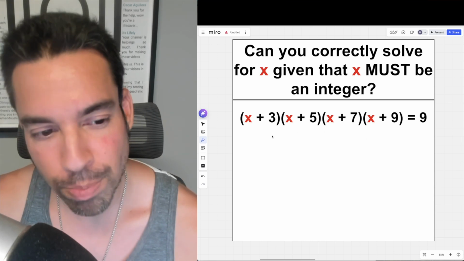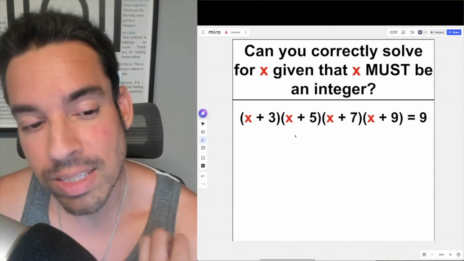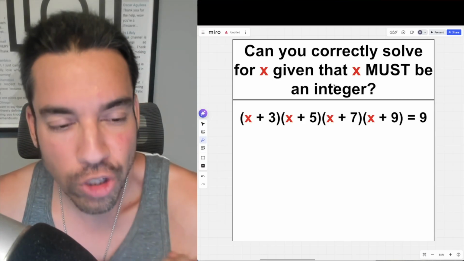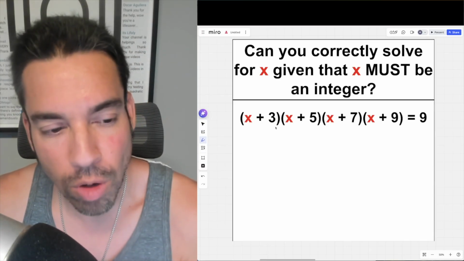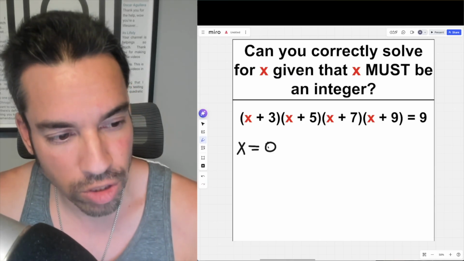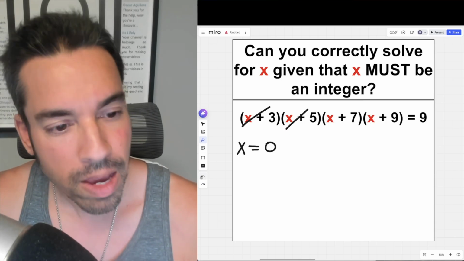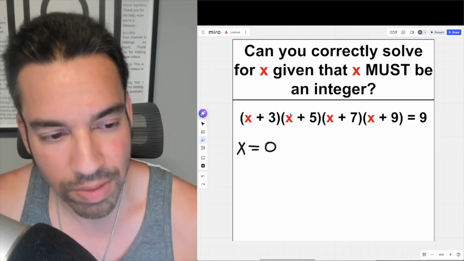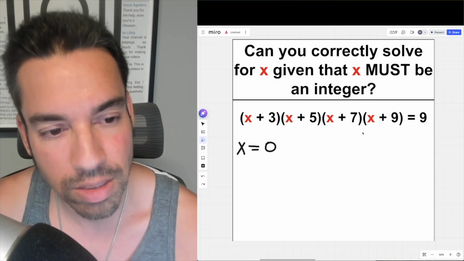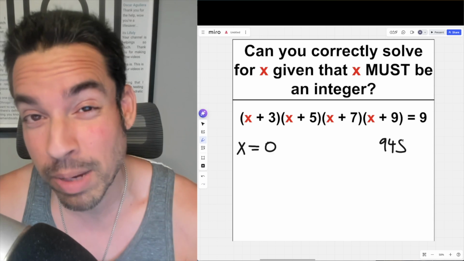So this question looks pretty tricky. You might be thinking maybe we should FOIL it, maybe there's a way we can simplify it, but I say the best way here, since we already know that x has to be an integer, is to approach it with a little trial and error. So we could start right off the bat with 0. What would happen if we set x equal to 0? All the x's would go away, and we'd end up getting 3 times 5 times 7 times 9. 3 times 5 is 15, times 7 is 105, times 9 is 945. Way too big, right?